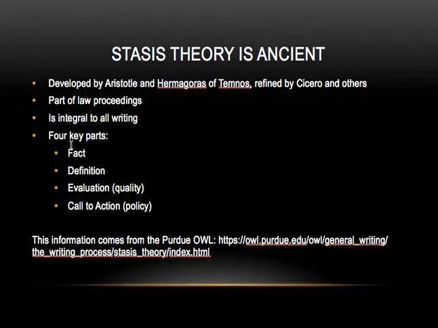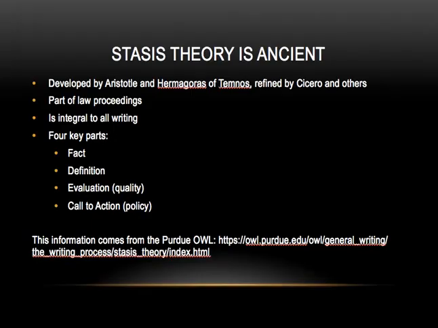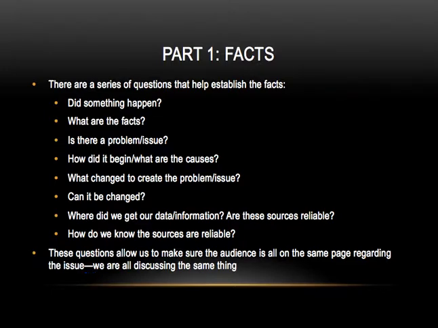In legal proceedings in ancient Greece, it was: was there a crime? What was the nature of the crime? What was the impact of the crime? And what is proper restitution or punishment for this crime? Those questions were fact, how is it defined, what's the quality of it, and then what do we do about it? So we're going to move on to looking at part one.